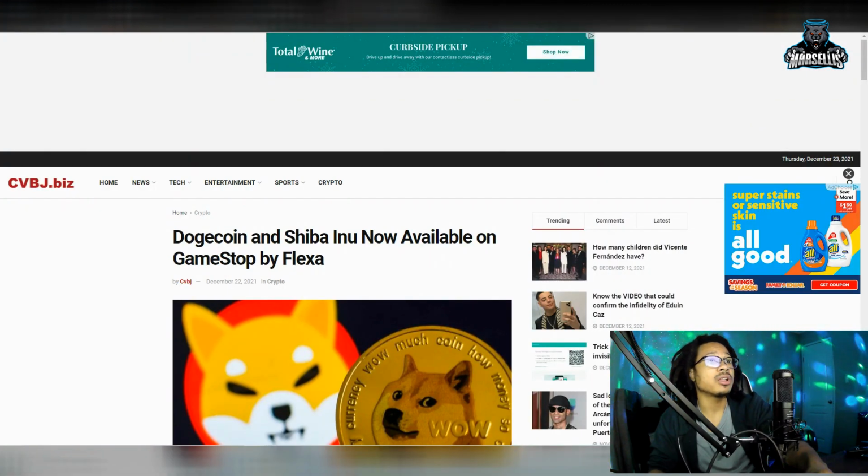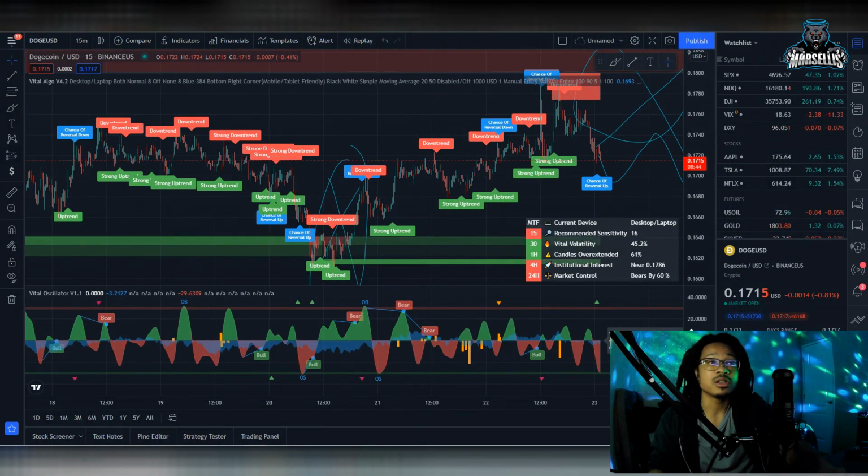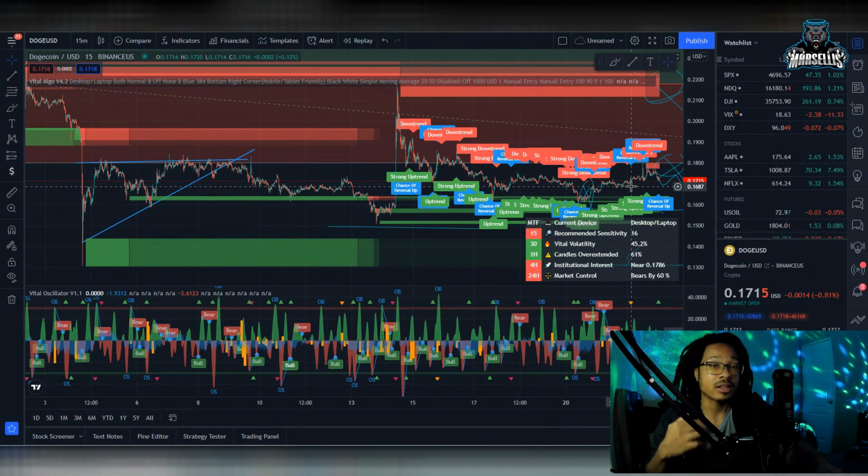But yeah, this is all I really got for you all today. I just wanted to go over these technicals for Doge and mention what we have with the GameStop payments. That's definitely a pretty big major catalyst for Dogecoin.